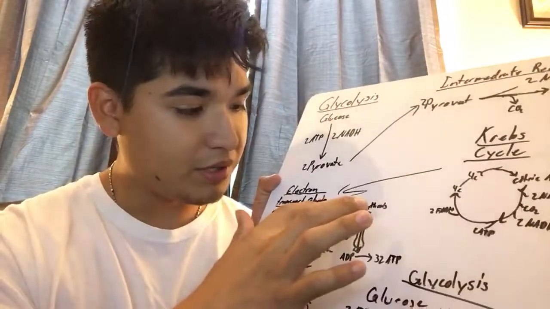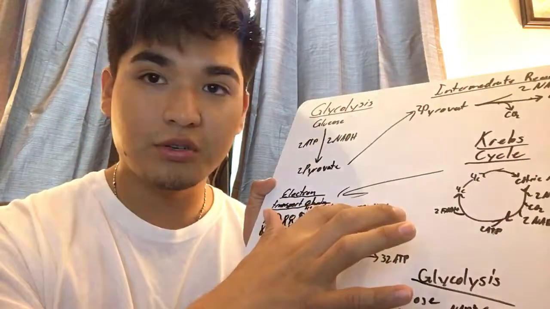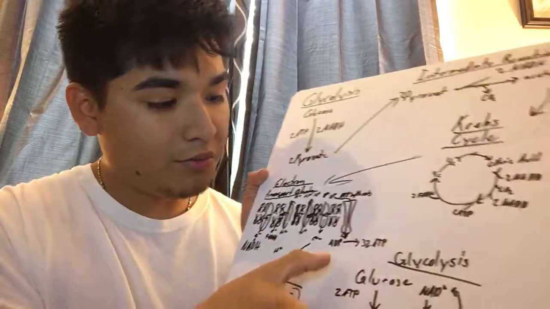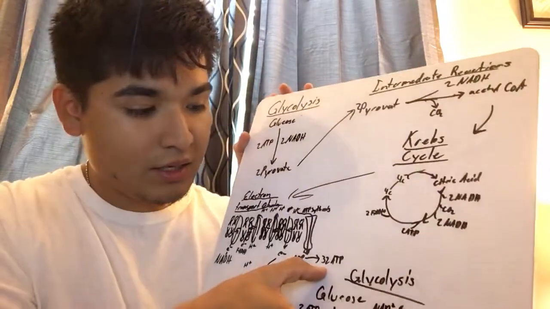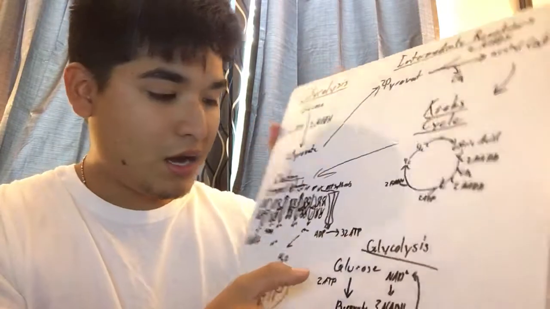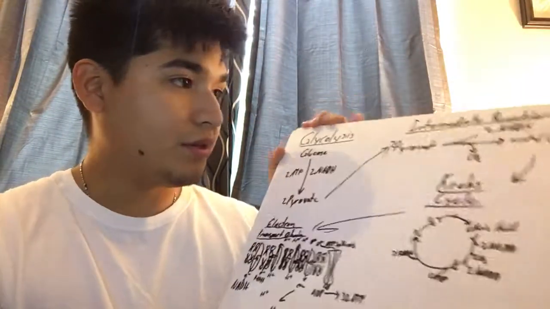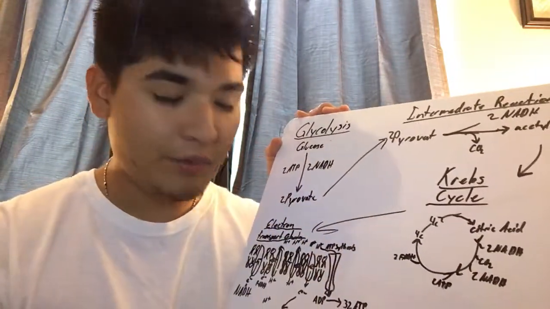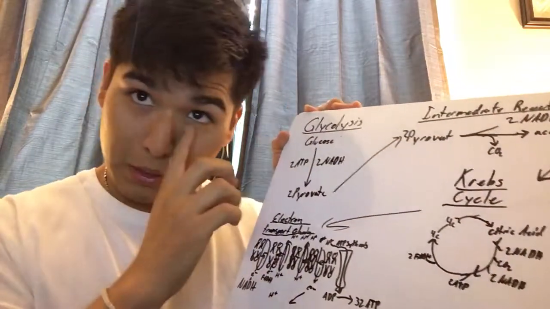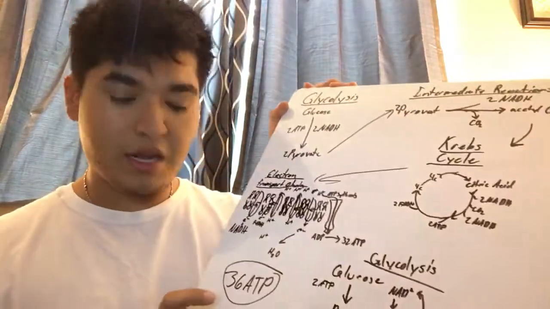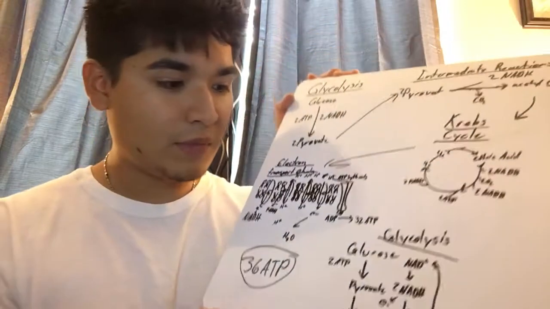Now the hydrogens up here, the H plus up here, will go through ATP synthase. It will create 32 ATP. And throughout this whole process, the aerobic respiration, it will create 36 ATP.